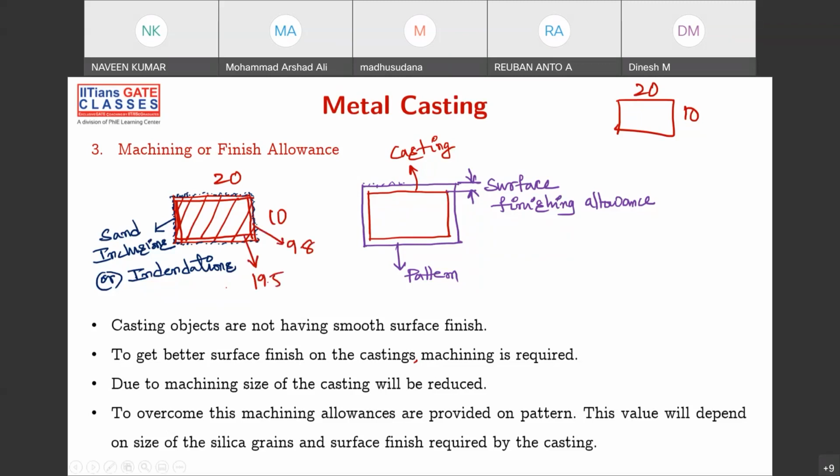So you're reducing it. In the sense, you have to accommodate this allowance also onto the pattern. In the sense what? You have to increase your pattern size a little bit, so that once your casting is done, then you can remove the extra material, so that you can get a very nice exact shape 20 and 10 after machining. This is after some surface finish operation.